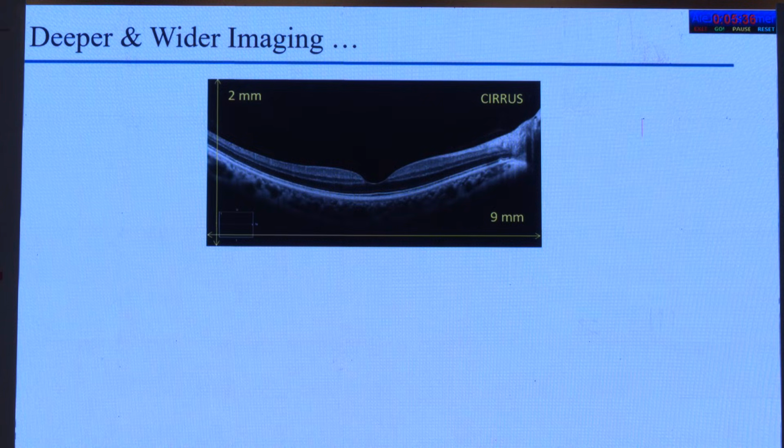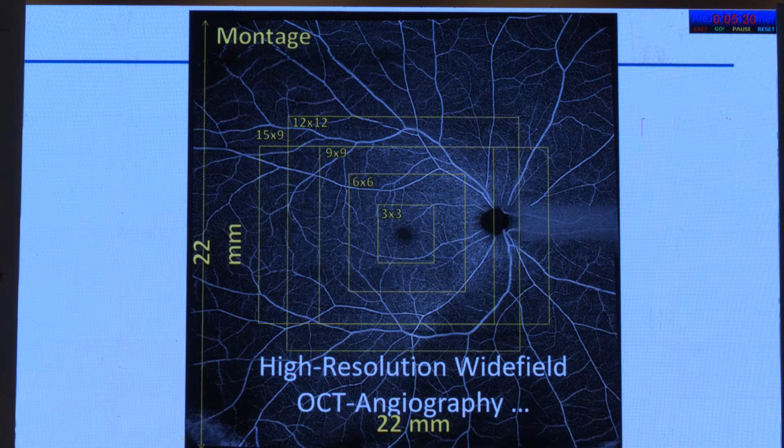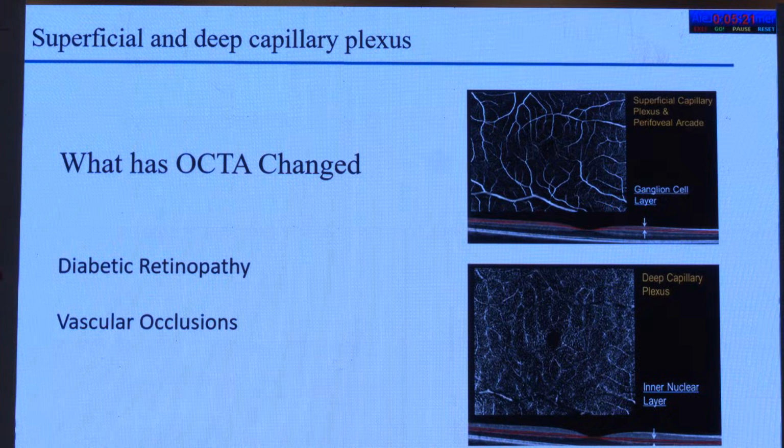The B-scan also became better, and from a 9 mm scan, now we have a 16 mm scan, which is kind of standard. As we go deeper, we also go wider, and now we can image almost 80% of the retina with almost 22 by 22 mm scans. So coming disease by disease, what has OCTA really changed?